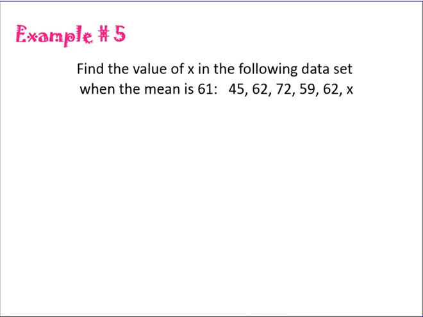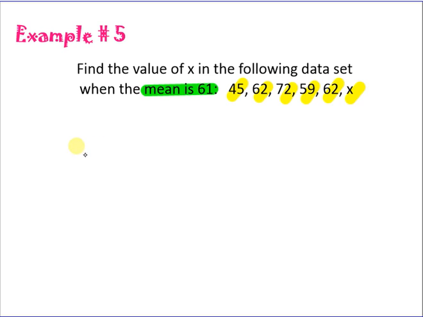All right, example 5. Find the value of x in the following data set when the mean is 61. 45, 62, 72, 59, 62, and x. So let's first find our given numbers. So 45, 62, 72, 59, 62, and then there's our x. And then what is our mean? It says the mean is 61.